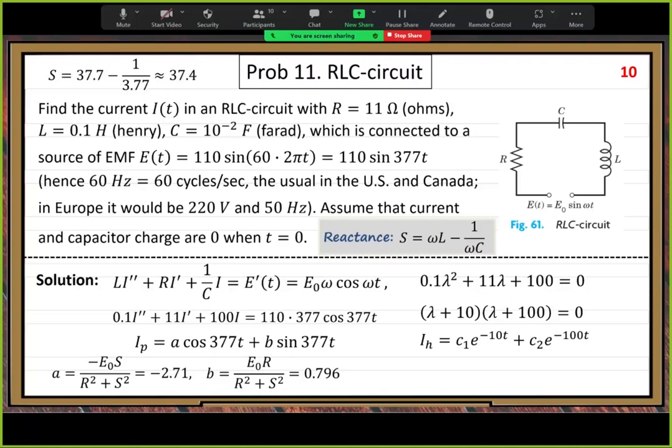All right. So we have A, B, we get I_P. We get I_P, I_H, adding together the general solution. In order to find C1, C2, we can use these two initial conditions. Then we can find the solution. Here I do not complete that part. It should not be too hard.